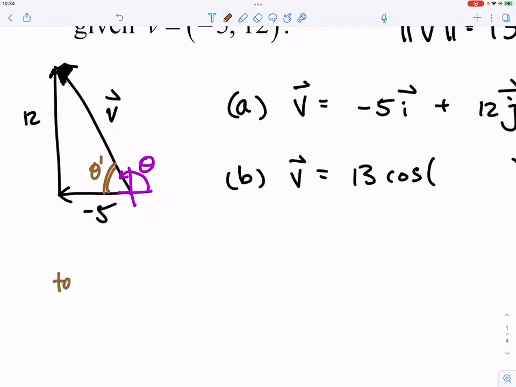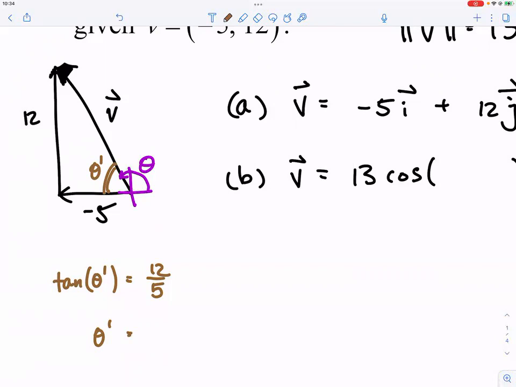So what we do here is think about using theta prime with tangent. I'm just going to do the 12/5 without the negative, because all I'm concerned about is the actual angle right here. All right, so 12/5, that's the angle. So you go ahead, use your calculator and find out what the angle is. Okay, this is our theta prime.